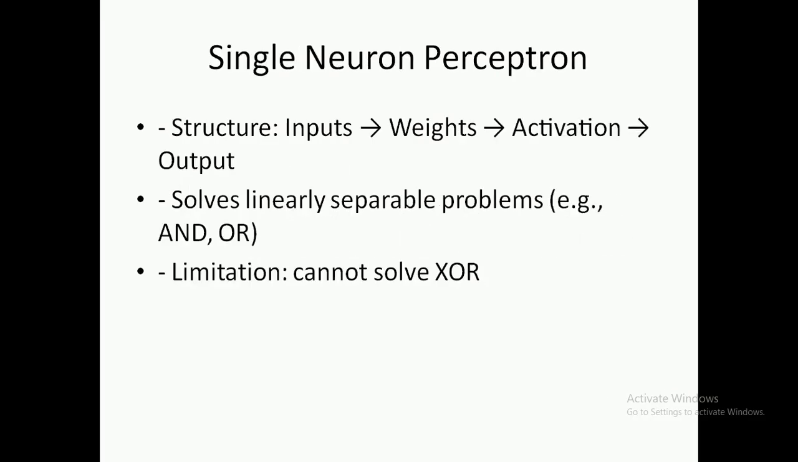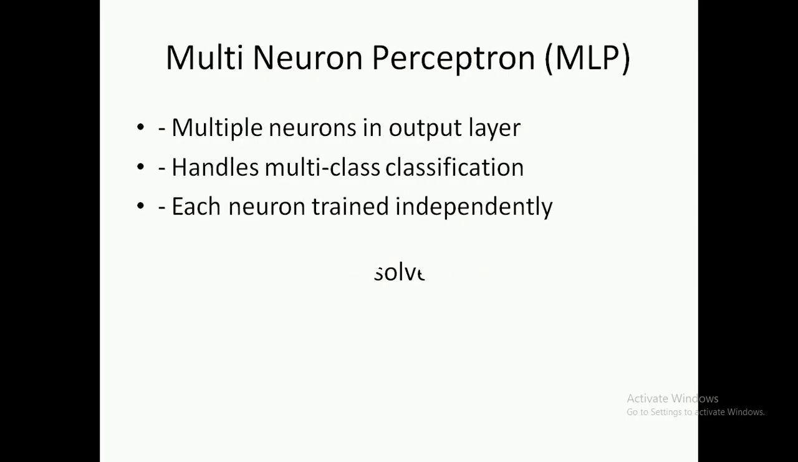2. Perceptron architecture. Single neuron perceptron works for linearly separable problems like AND, OR. Structure: input layer → weighted sum → activation, step function. Multi-neuron perceptron, MLP: multiple output neurons in parallel. Helps with multi-class classification. Still limited if no hidden layers are used.